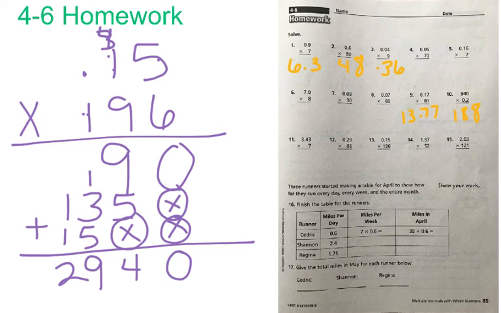Okay, so now I need to go up to my original problem, see how many numbers follow the decimal. Well, there's 2 numbers, so I need to shift 2 places, and my answer is going to be 29.4, or 29 4/10.